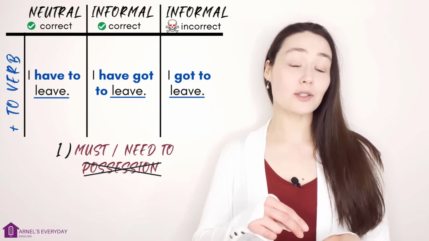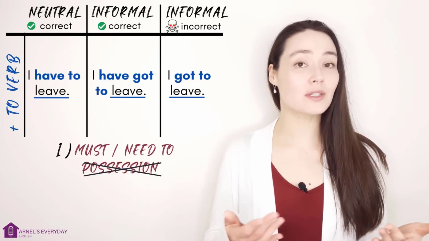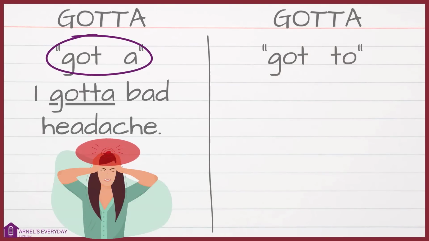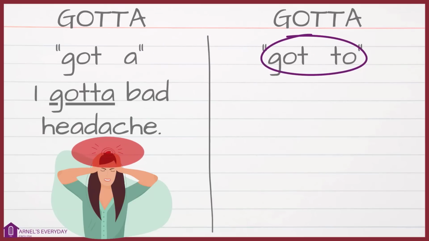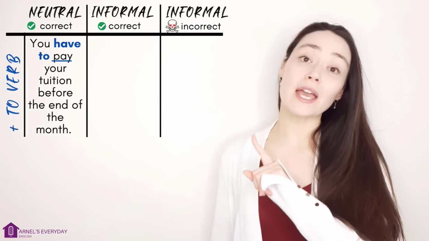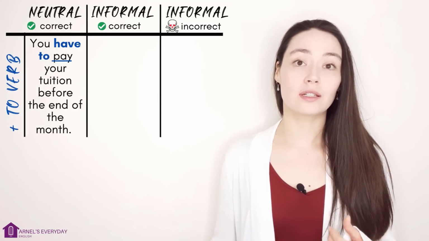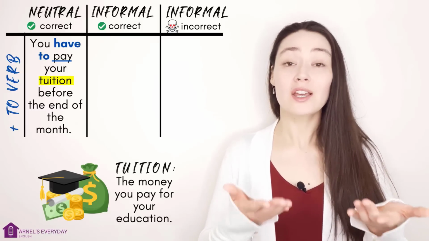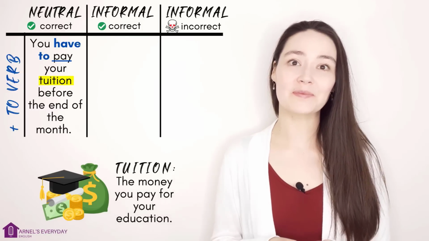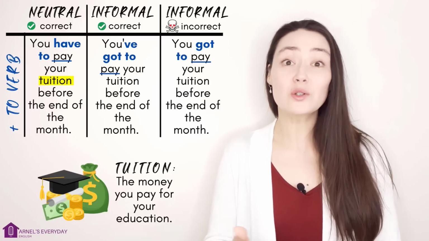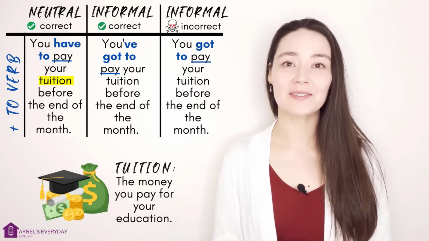Instead of saying "I got to leave," some people are going to use gotta. So yes, gotta can mean got a, like "I gotta bad headache," or gotta can mean got to, like "I gotta speak to you later." You have to pay your tuition before the end of the month. Tuition is the money you pay for your university education. You pay your tuition every year. You've got to pay your tuition before the end of the month. You gotta pay your tuition before the end of the month.